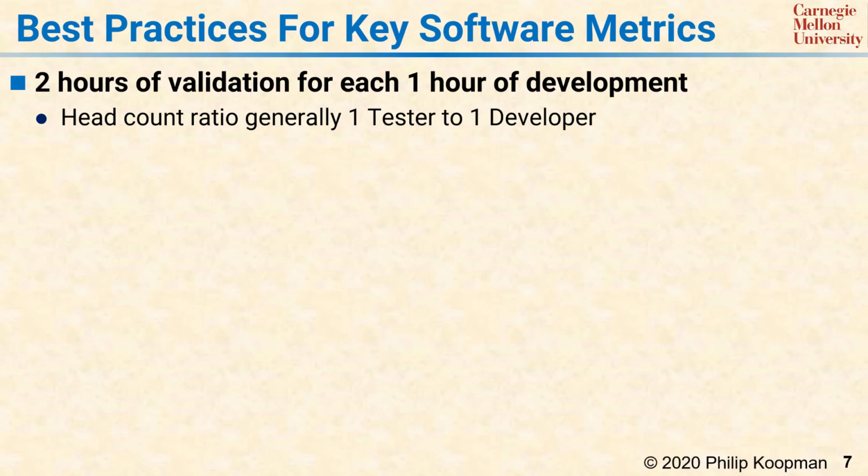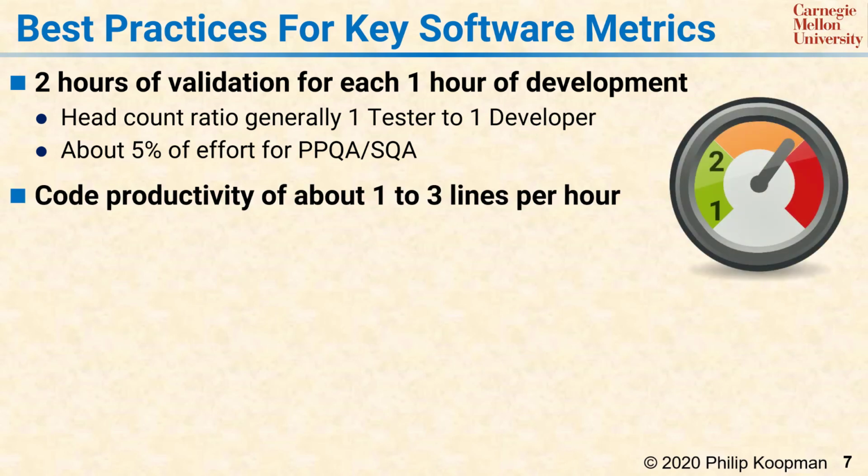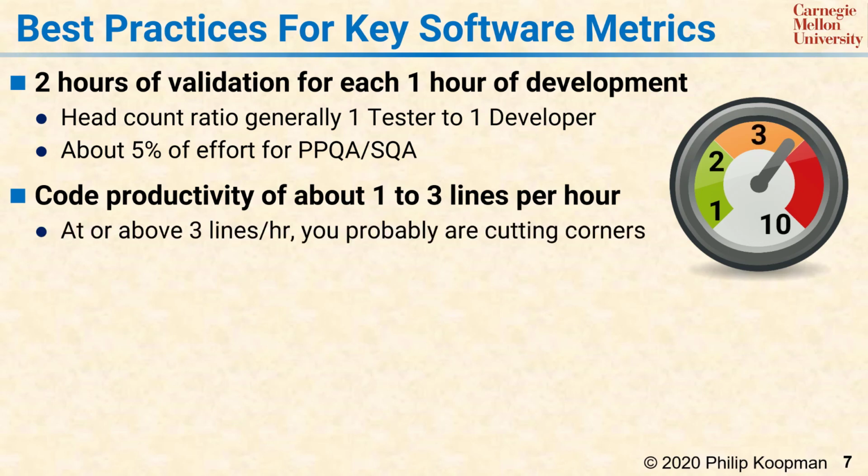In a high-quality embedded development project, about 5% of the time is spent on maintaining, teaching, and auditing the software process. That means that with a 20-person group, you'd normally expect to see about 10 developers, 9 testers, and 1 SQA PPQA member. Code productivity should be about 1 or 2 lines, perhaps 3 lines per hour across the entire team's effort. Above about 3 lines of code per hour, you often see software quality problems because too many corners have been cut to meet a deadline that's too aggressive.